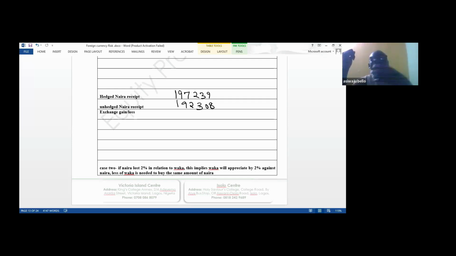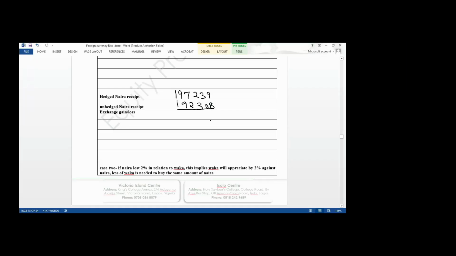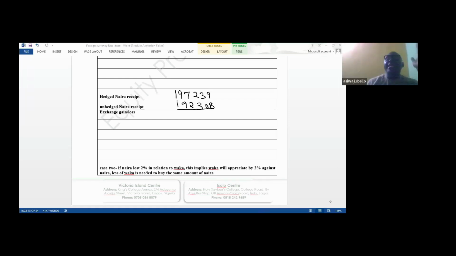We are receiving more Naira now. What is the difference between the two, the exchange gain? I hope it's clear. It is 4,931. This is the exchange gain.